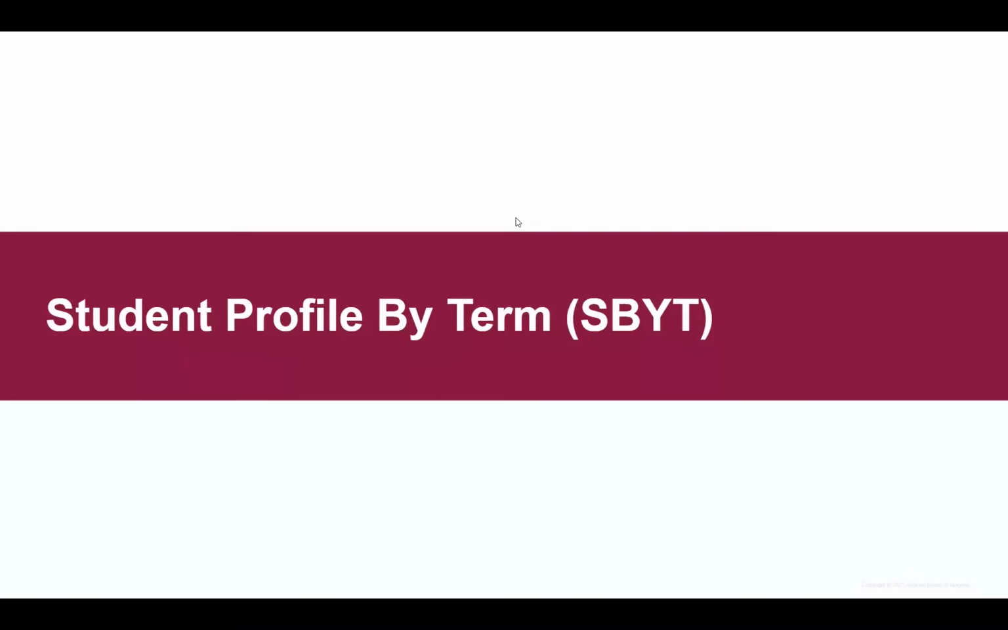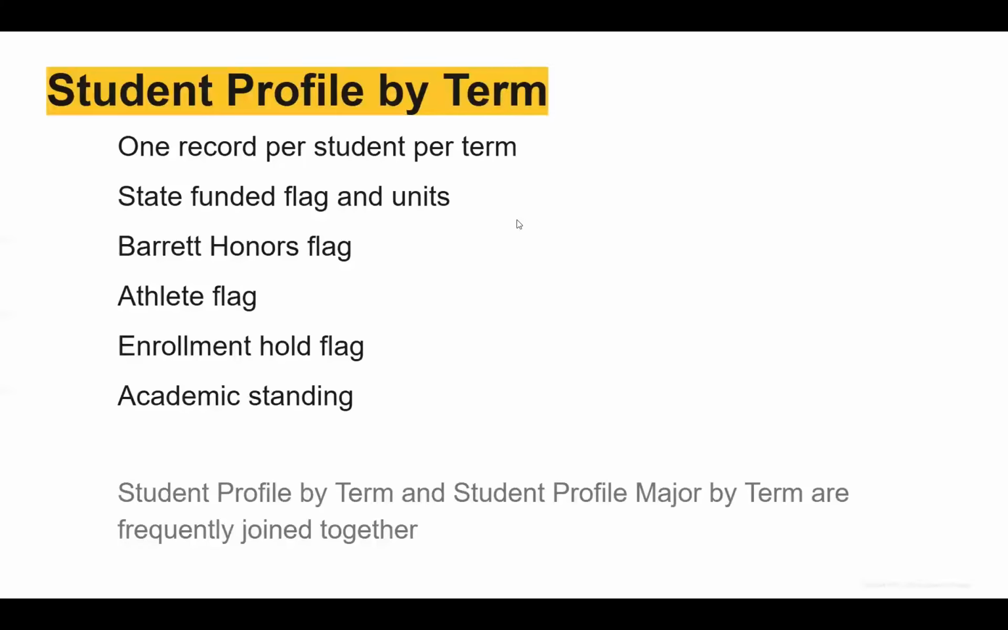So the other term-related table is called student profile by term. This is the one I told you has the athlete flag. It also has the honors flag. It has aggregated credit hours and units for state-funded reporting. It has some flags for enrollment holds and academic standing. Again, these are things that would be true about the student for that term, regardless of whether you were looking at one career or another.